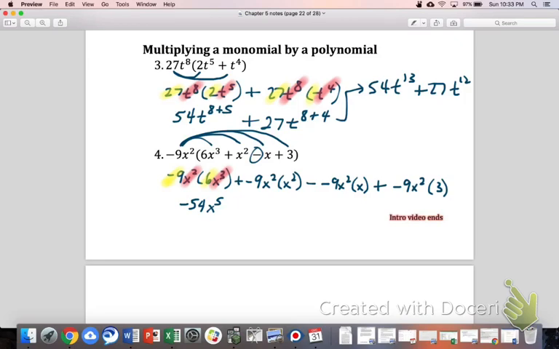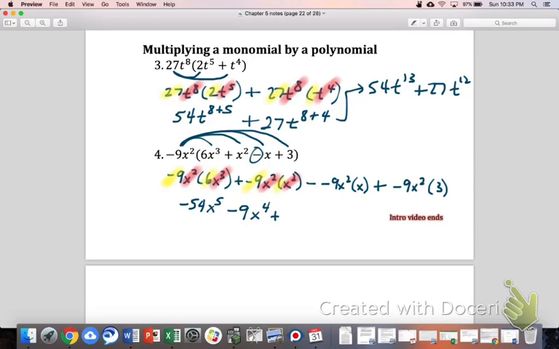Okay, now the next term. My numerical bases on this one are negative 9 and that understood 1. Of course, multiplying those together, we get minus 9. And then looking at my variables, I've got x squared and x squared. Whenever you're multiplying like bases, you leave the base the same, and you add the exponents. You get x to the 2 plus 2, so that would be x to the 4th. Okay, this next one, let's recognize we've got minus a negative, so that's really plus a positive.